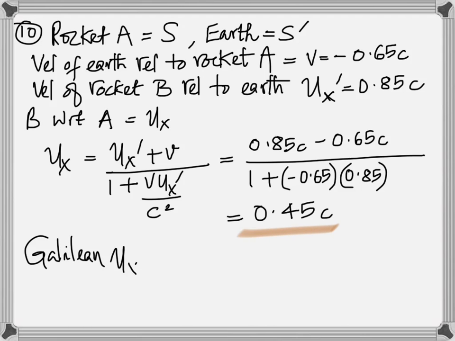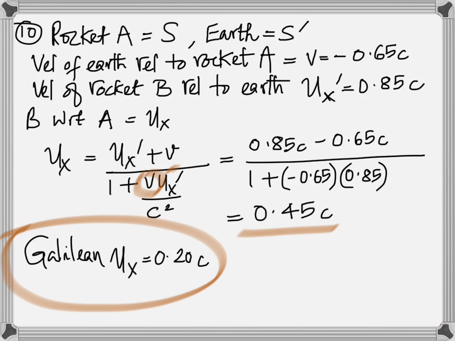According to the Galilean principles, ux would have been just the difference, and you would have got it as 0.20 c, which is completely off from 0.45 c. I hope you get a good idea of this problem.